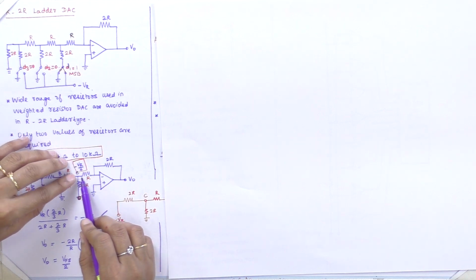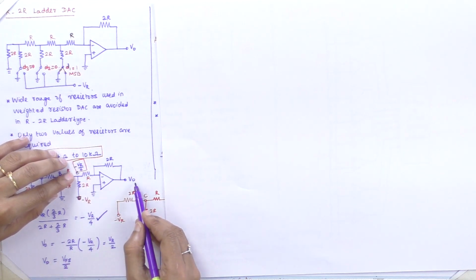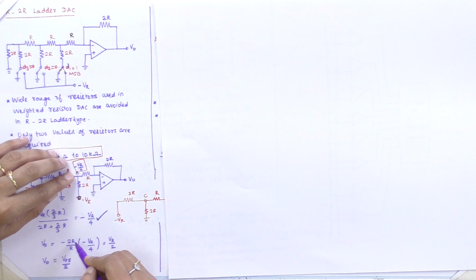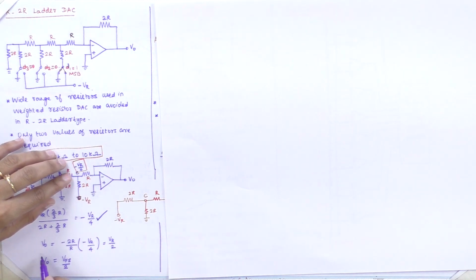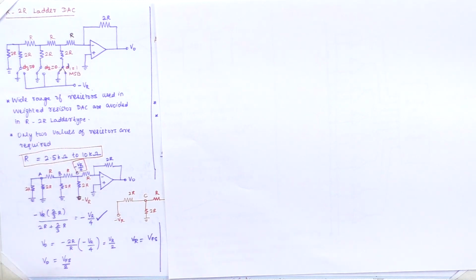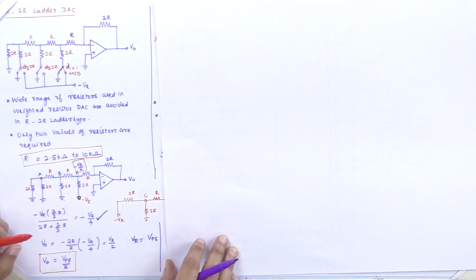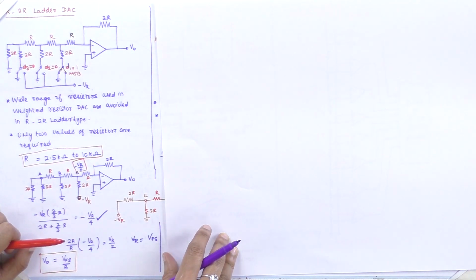Then we give one more resistor part. So the output voltage is minus 2R by R into minus VR by 4. So the output voltage is equal to VR by 2. Here I am going to substitute the VR value as the full scale voltage. So here the expression is V0 is equal to Vfs by 2. That's the concept in the R to 2R ladder diagram.